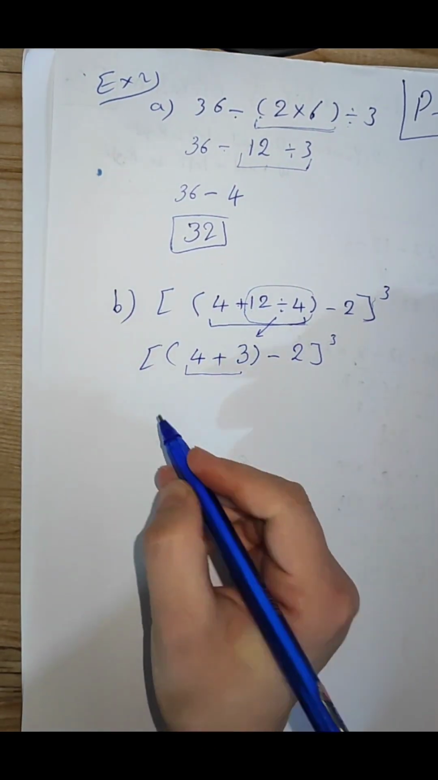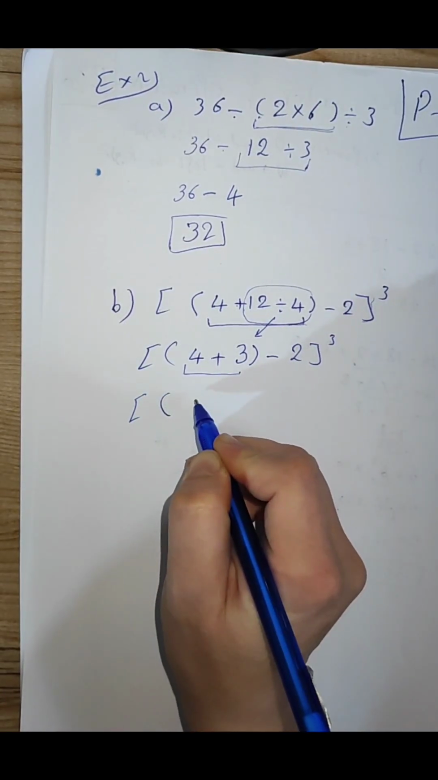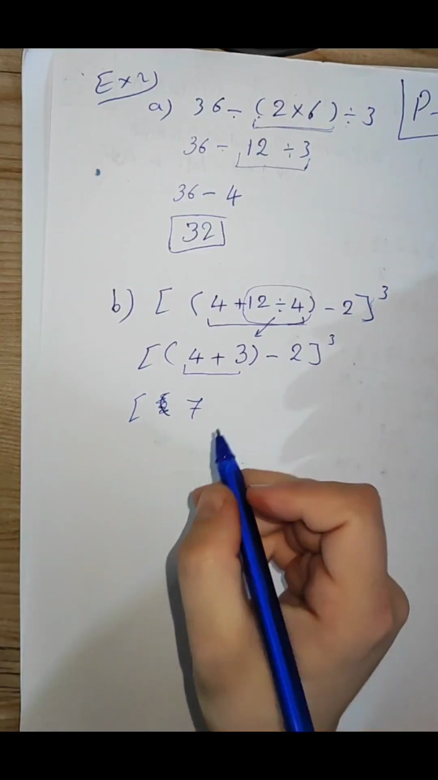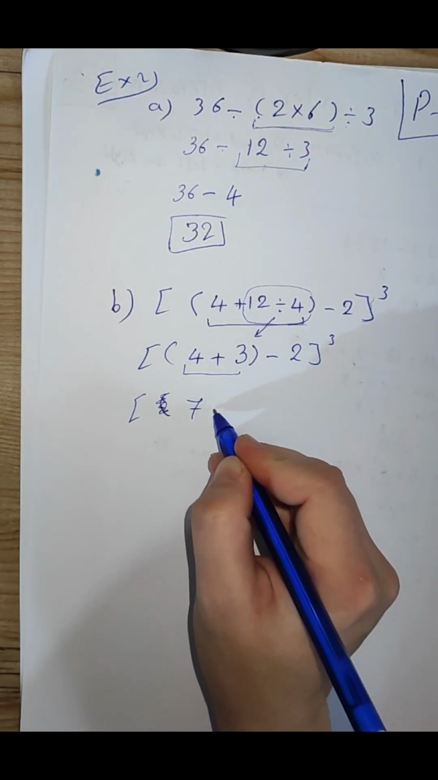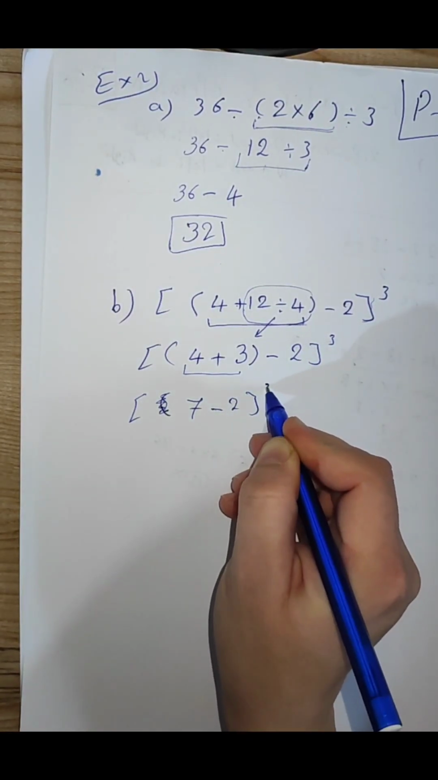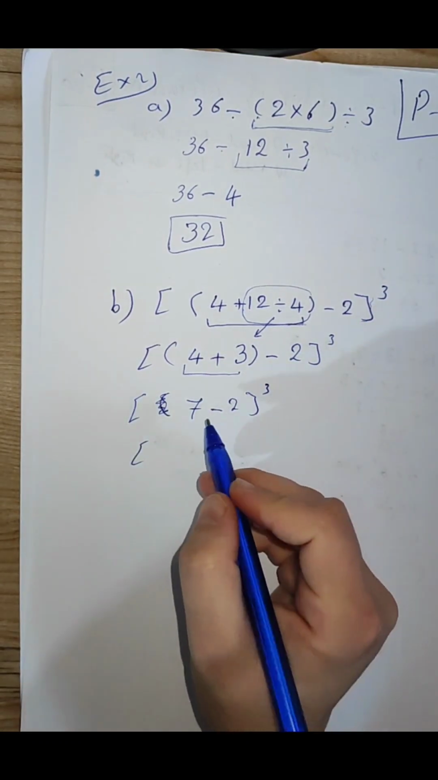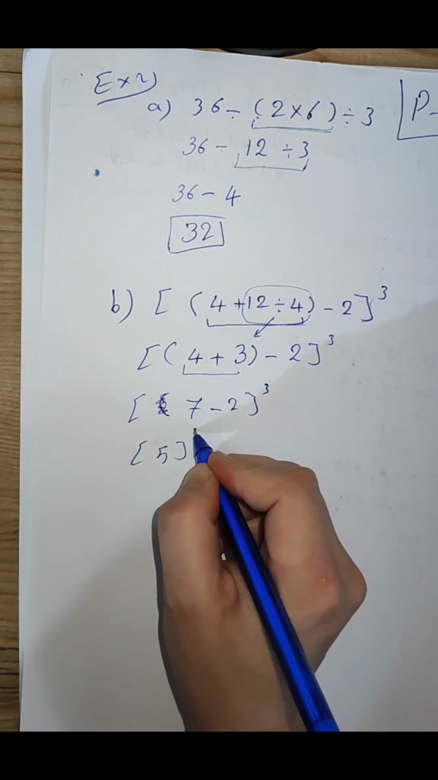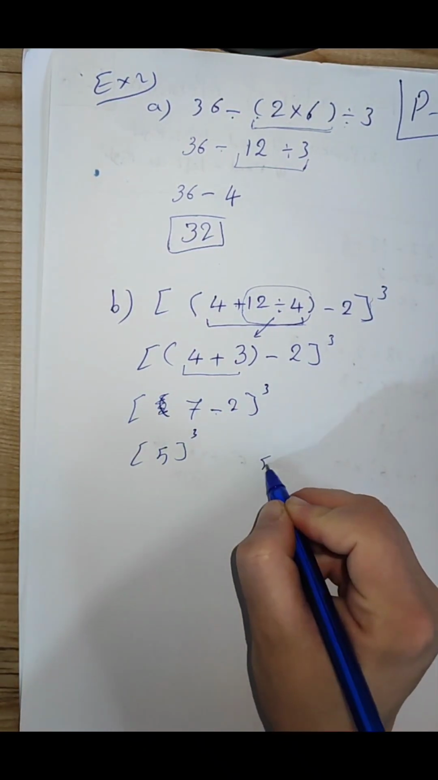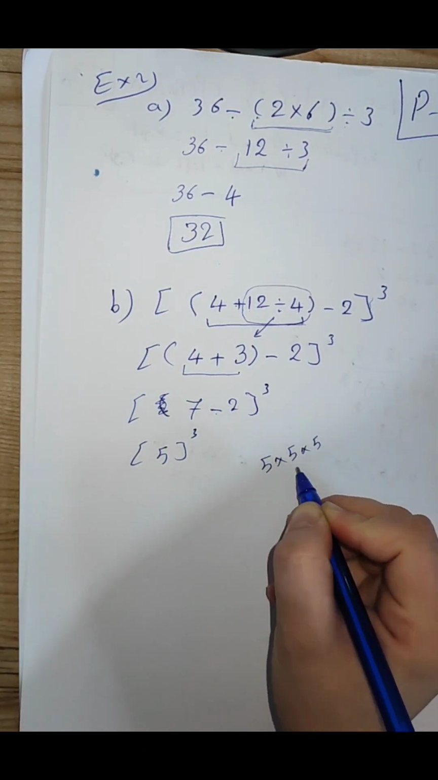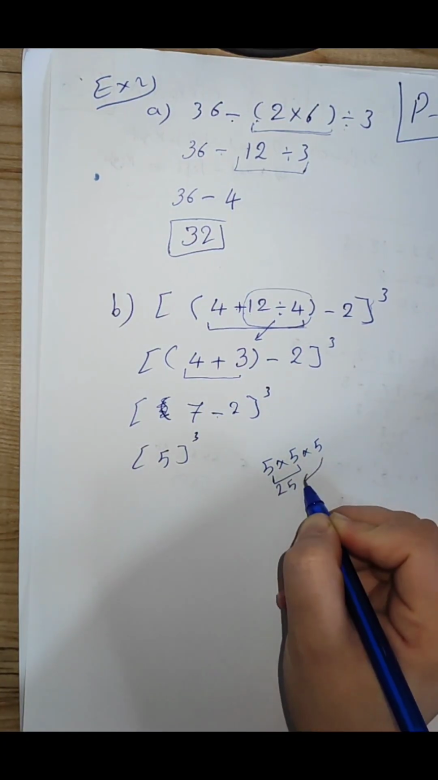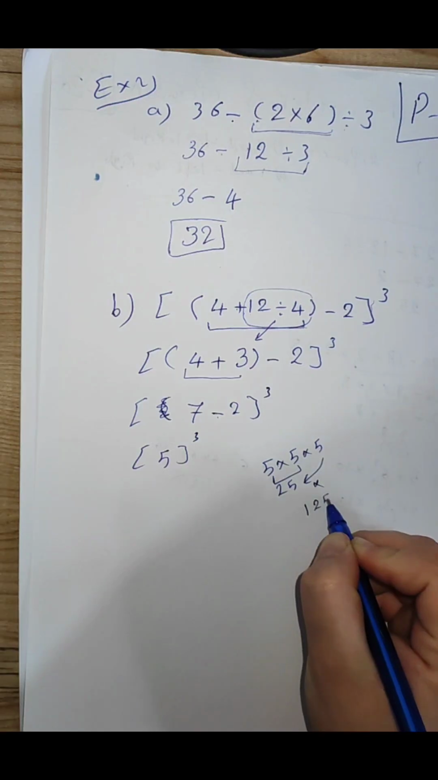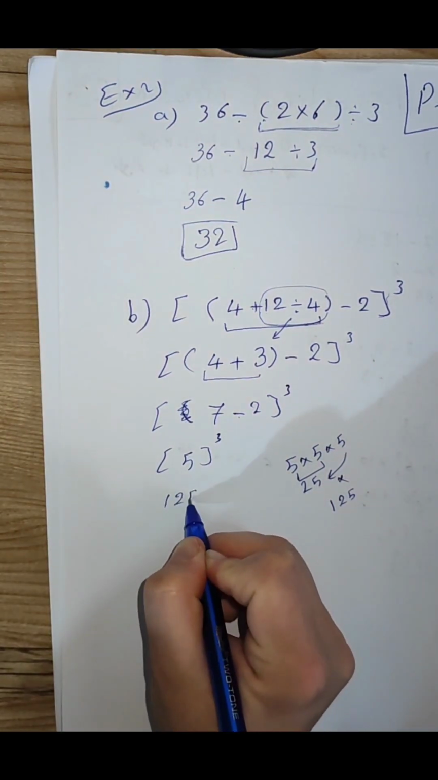Okay, then 4 plus 3, solve this part, it is equal to 7, and you can write it like this, only 7 without parentheses. We don't need it. Minus 2 bracket 3. Okay, then 7 minus 2 is equal to 5 parentheses 3, and it's like this. 5 times 5 will be 25, and this one you should multiply them, it is equal to 125. So this is the answer.